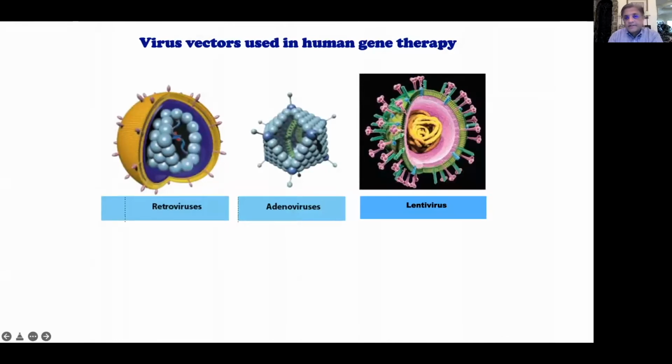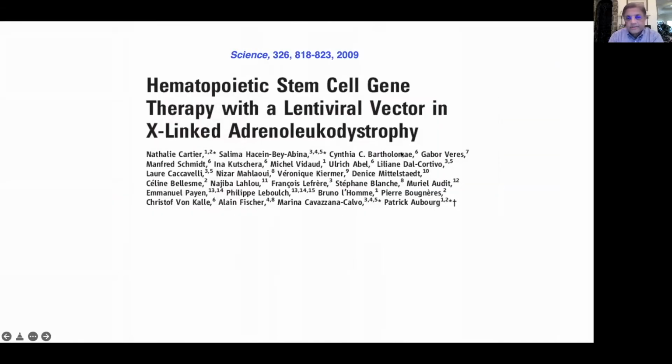And then the next group of vectors that were tried was a cousin of a retrovirus called lentivirus. Lentivirus is essentially the same virus that causes HIV or AIDS in patients. But this was obviously a disabled vector that was used in a number of clinical trials and showed a moderate level of efficacy. The first trial was reported by Alain Fischer, Marina Cavazzana-Calvo, and Patrick Aubourg in France. They used lentiviral vectors to treat X-linked adrenoleukodystrophy. They treated 2 patients and showed clinical benefit for up to 30 months.